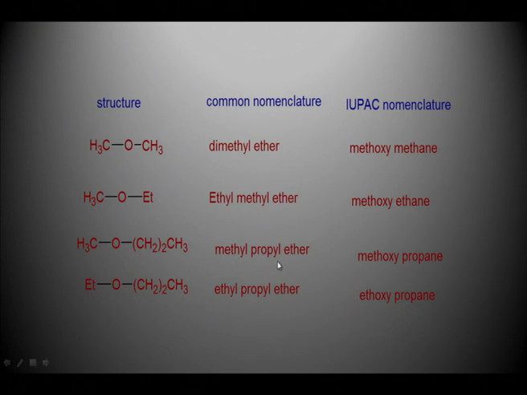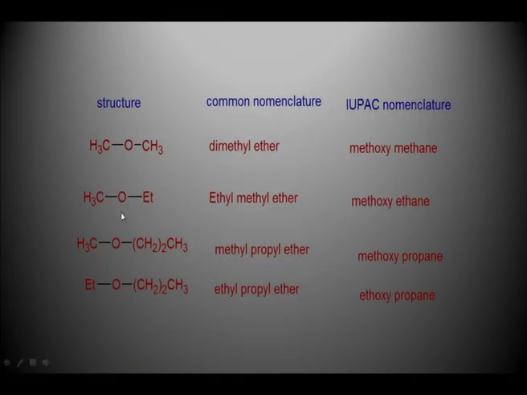This is how the IUPAC and common nomenclature are given to ethers. One rule for the common nomenclature: if two different alkyl groups are attached, we should follow alphabetical order. For example, in this unsymmetrical ether there is an ethyl group on one side and a methyl group on the other. In alphabetical order E comes first, then M, so it is ethyl methyl ether.